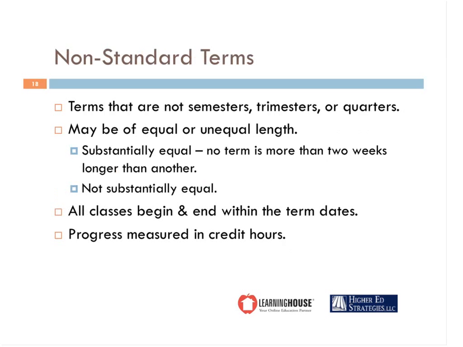Non-standard terms. These are terms that are not semesters, trimesters, or quarters. They may be of equal or unequal length. In order to be considered substantially equal, no term can be more than 2 weeks different than any of the other terms, so it can't be more than 2 weeks longer than any other term. Otherwise, it's considered not substantially equal. And within non-standard terms, all classes do actually begin and end within the established term dates, and progress is measured in credit hours.